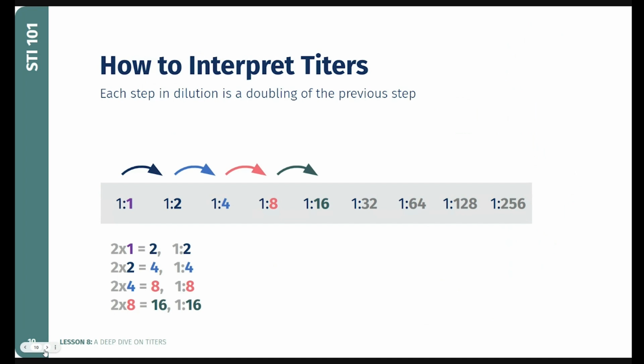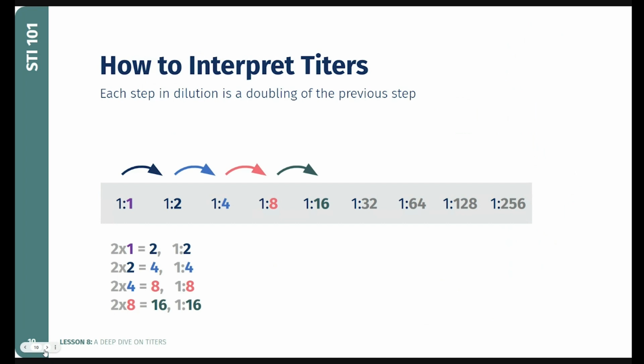Since you are gradually doubling the amount of diluent to the sample, this number will double with every step in titration. Since the number to the right of the colon in the purple box is 1, you multiply 1 by 2 to get the next titer in the sequence. 1 times 2 is 2, so the next titer in the blue box is 1-to-2.